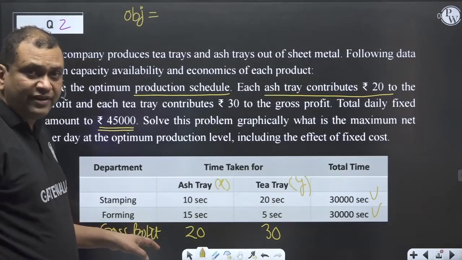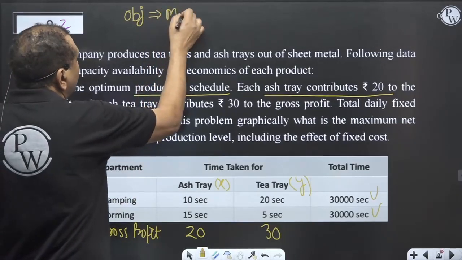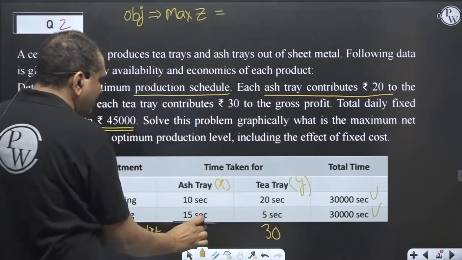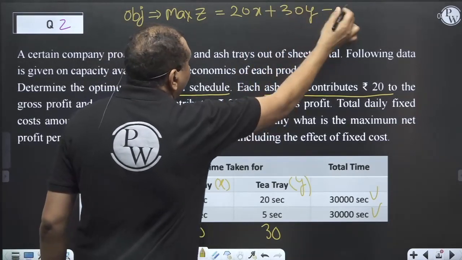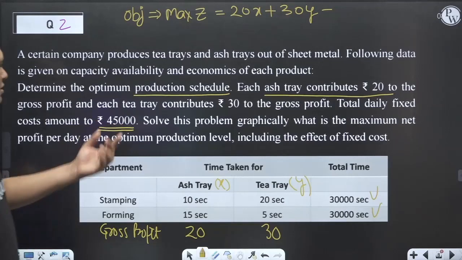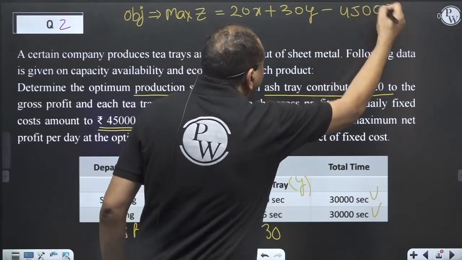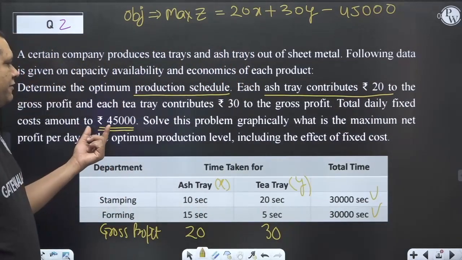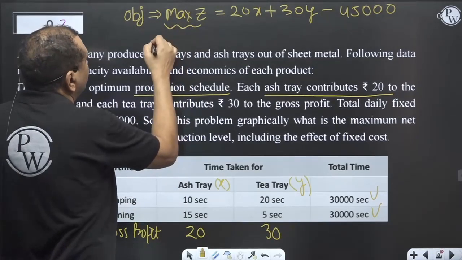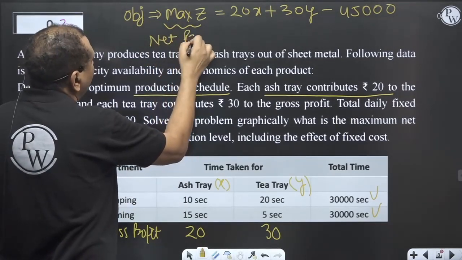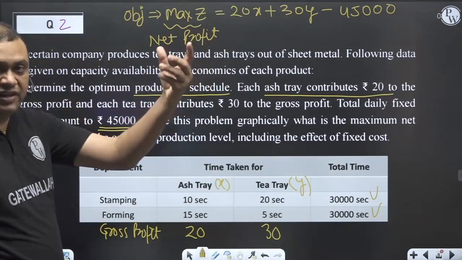Because it's for profit, the objective function is maximum Z, which is nothing but 20x plus 30y minus, you subtract the fixed cost, because my objective function is that of net profit. Selling price minus fixed cost will give me the profit.